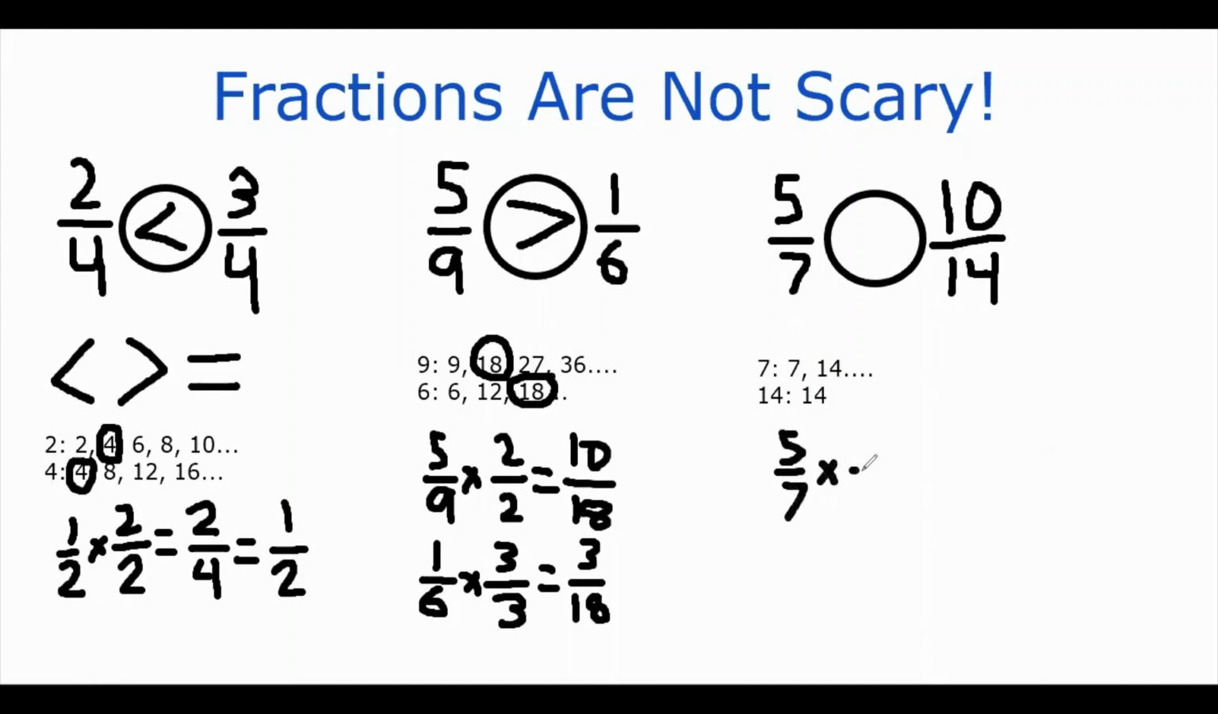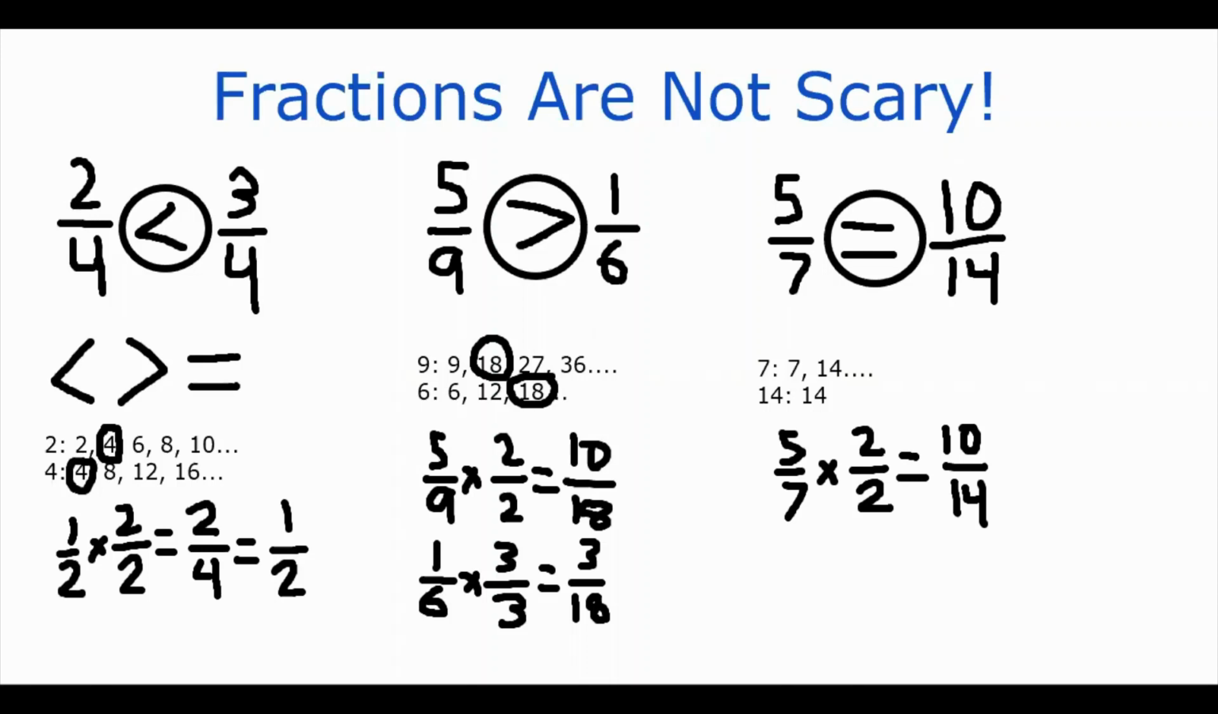And again, what do I multiply to 7 to get 14? Well, that's a 2. I'm going to multiply 2 to the top as well. And look at this, 10 over 14. It's the same fraction. So that means that 5 over 7 is actually equal to 10 over 14. And so that's how you compare fractions using multiples. So you can compare any fraction this way.